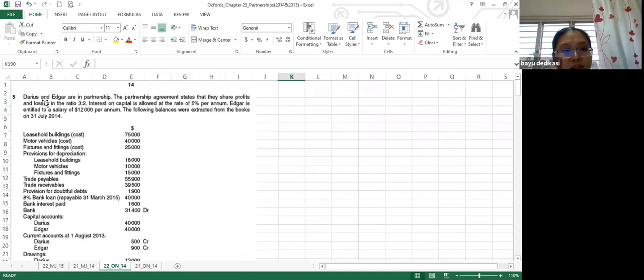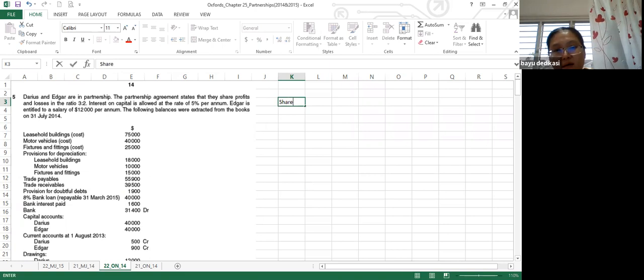Okay. There is an IGA in partnership. The partnership agreement states that they share profit and loss in the ratio 3:2. So, the share of profit for D and E is 3:2.